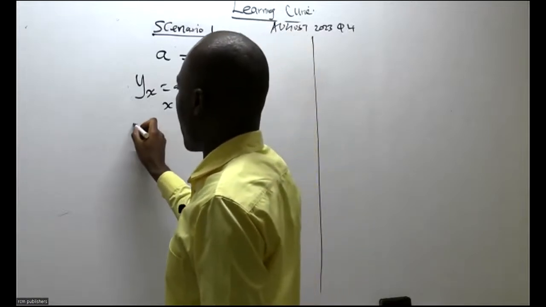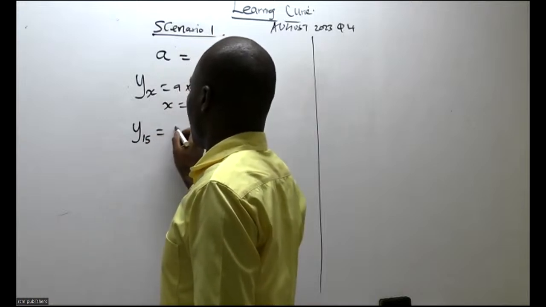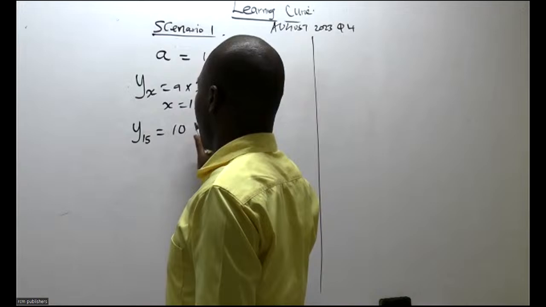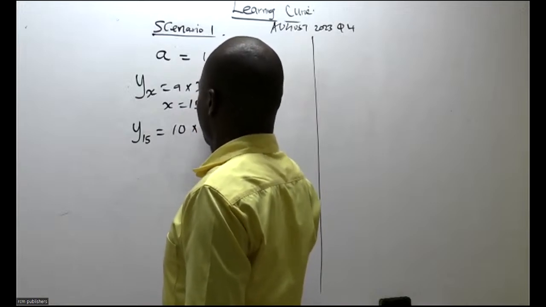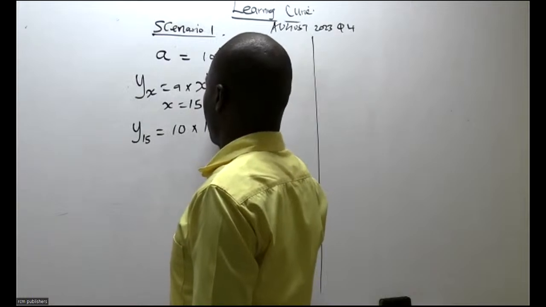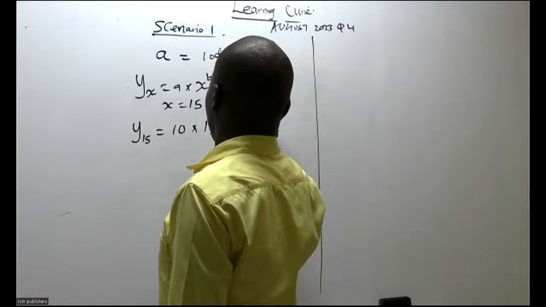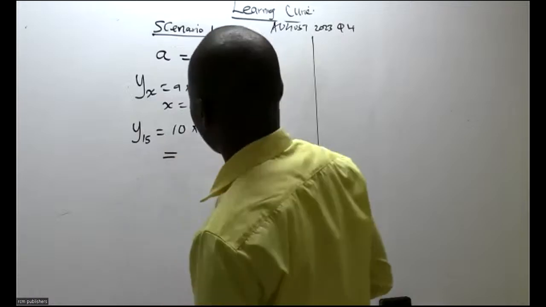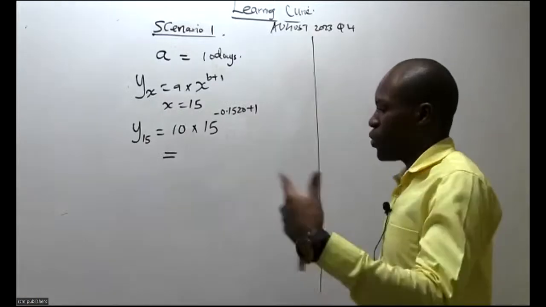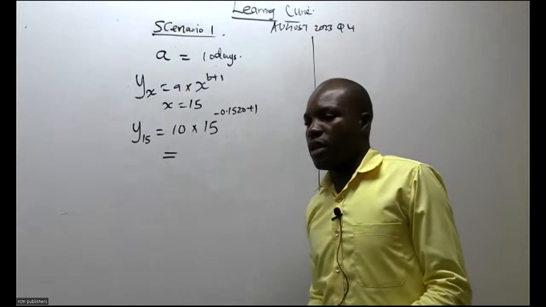So let's take Y, which is equal to A, the number of days to produce the first bus, times 15 raised power B plus 1. And our B is negative 0.152, so 10 times 15 raised power 0.152 plus 1. Let's do that. How many days do we have? Maybe to one decimal place would be okay.